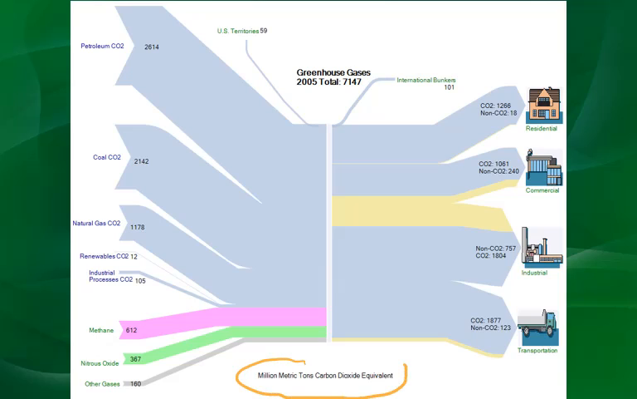This is kind of an interesting diagram as well, where we're looking at million metric tons of carbon dioxide. So, coming from the different sources, petroleum is a lot of carbon dioxide created, natural gas, right, renewables. And this is where they're being used.